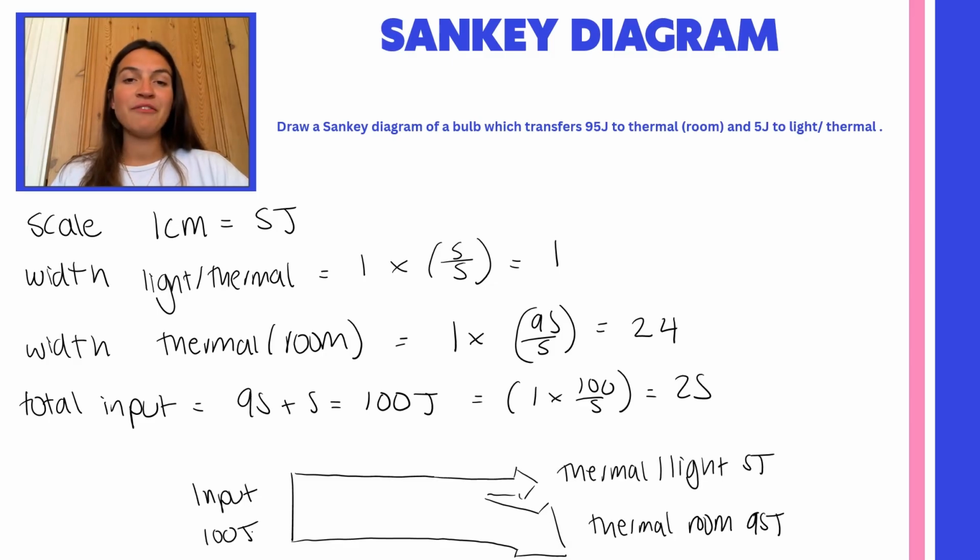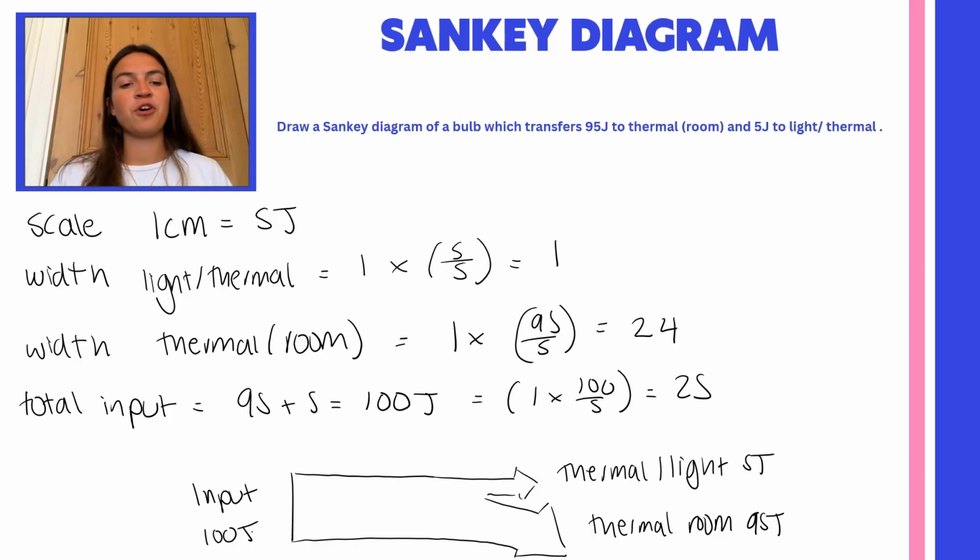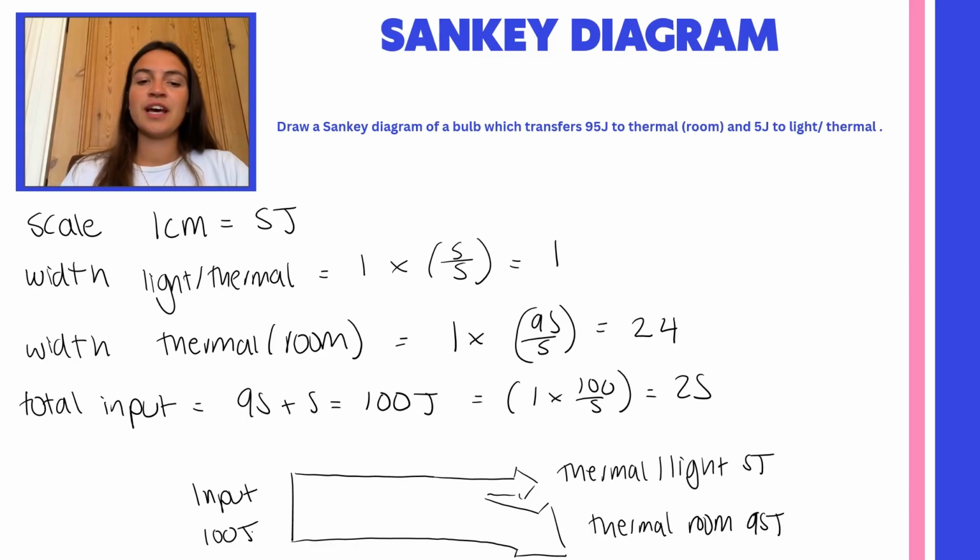So I will have a Sankey diagram that looks something like this, although my Sankey diagram has not been drawn to scale and is not particularly good because that small arrow would be a lot thinner, but just so that you can see where I've got my input 100 joules going into thermal or light 5 joules and thermal or room 95 joules.